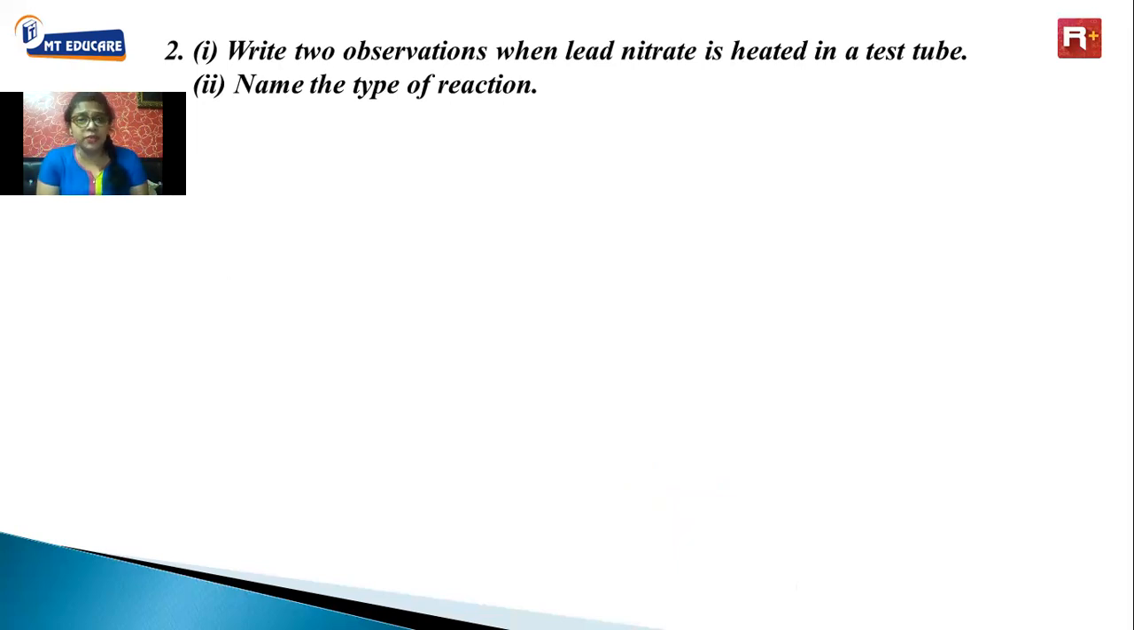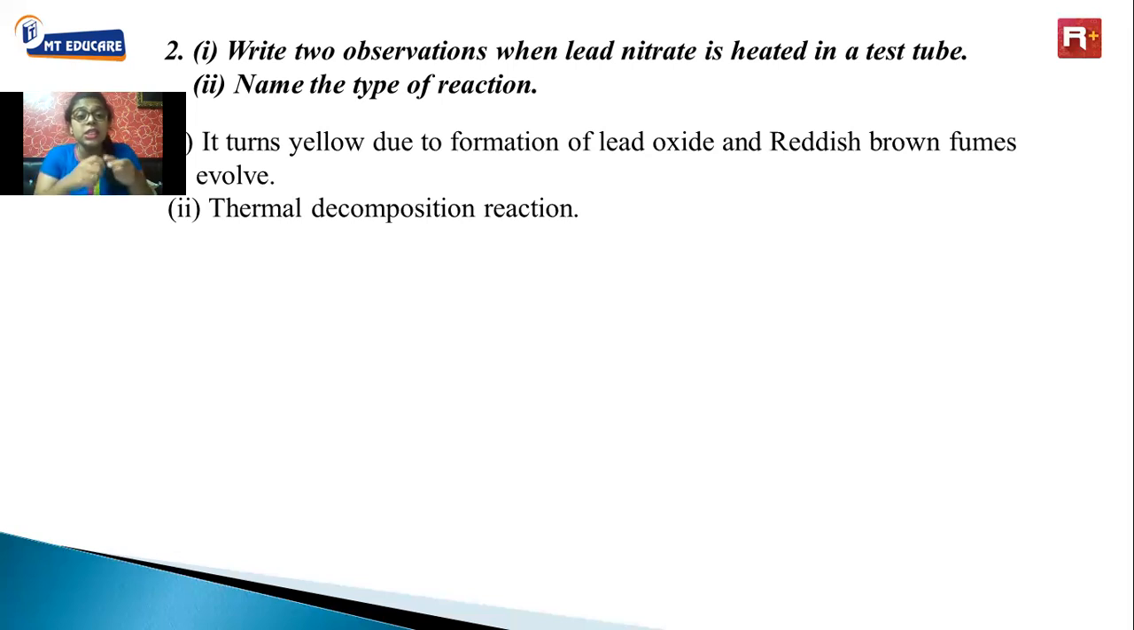Next question is, write two observations when lead nitrate is heated in a test tube, and second, name the type of reaction. Now students, lead nitrate is a white color powder which we take in a test tube and start heating. When you start heating, that white powder turns into yellowish color, because there is a formation of lead oxide. And fumes of reddish brown color are being evolved.